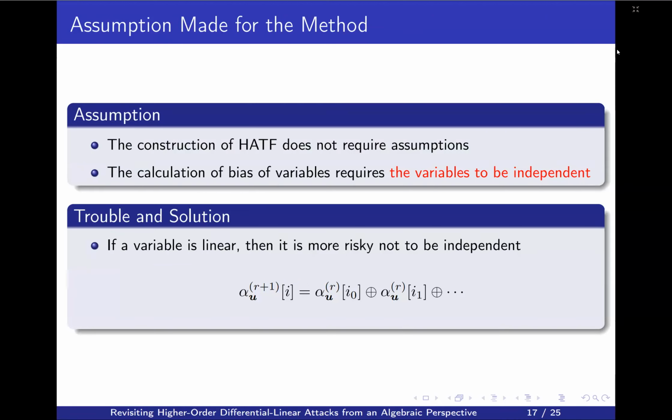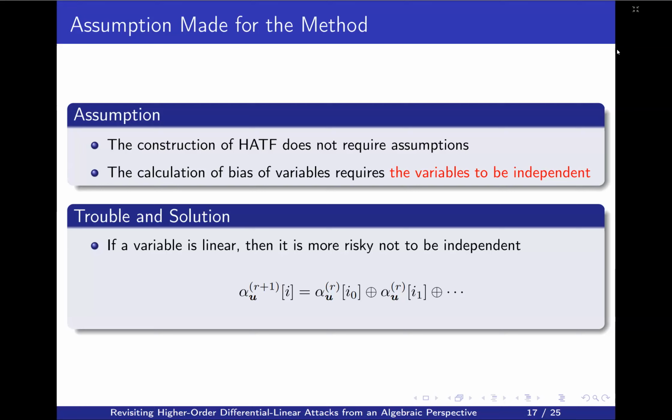Okay, but our method relies on some assumptions. These assumptions sometimes can cause some problems for the precision. The construction of the ATF doesn't require any change, so it's mainly the second step. The calculation of the bias of a variable requires the variables to be independent. But we know, especially for some simple Boolean functions, they are not independent. So we can meet some trouble, and we introduce some solutions to resolve it.